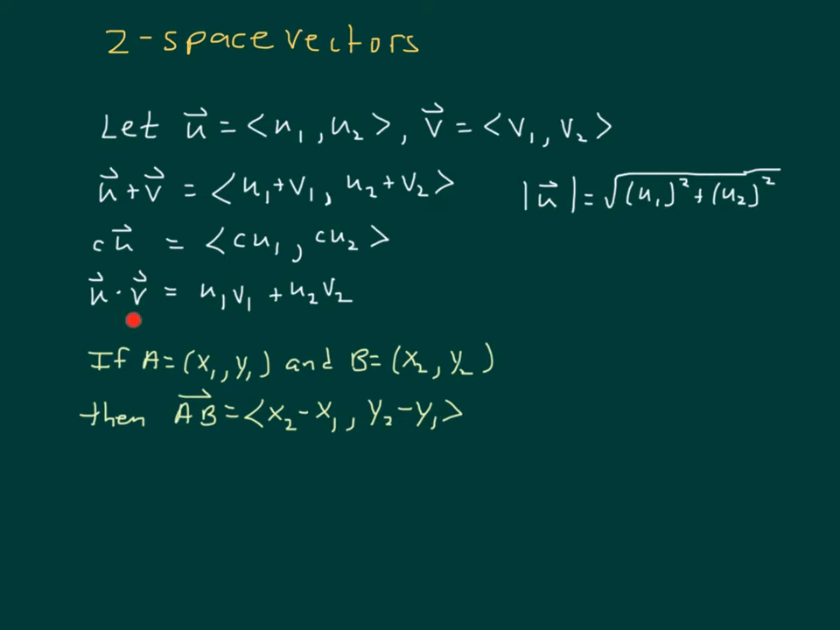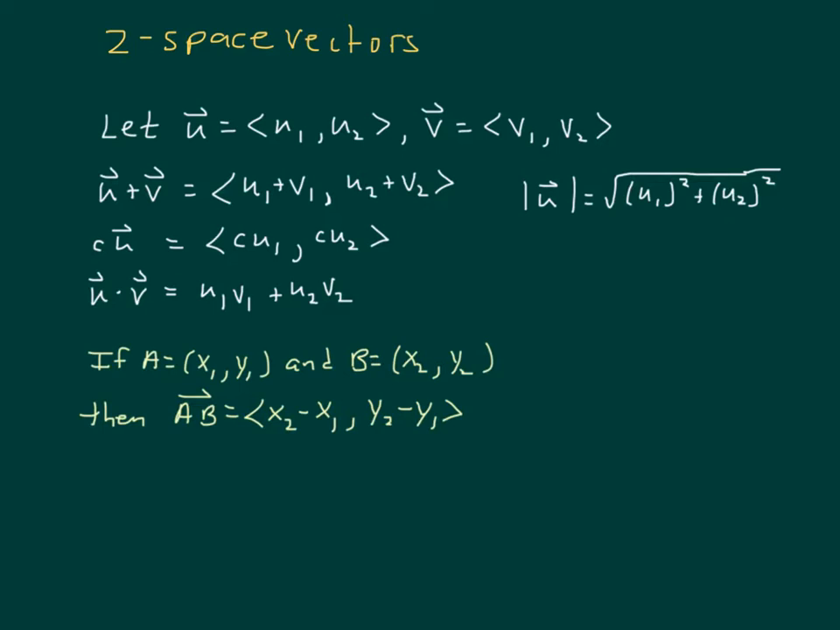And the dot product of u and v is going to be the product of the first components plus the product of the second components. Now remember, those first components are the horizontal component, and the second one is the vertical component. And the last thing is that the magnitude of vector u is the square root of the horizontal component squared plus the vertical component squared.